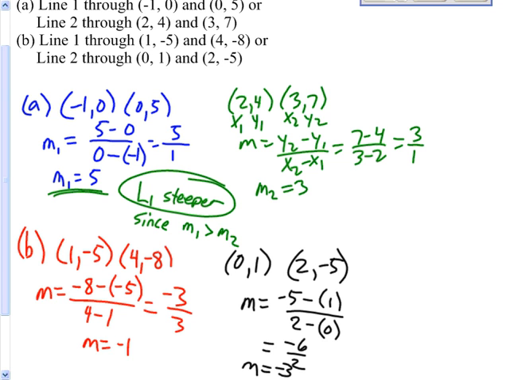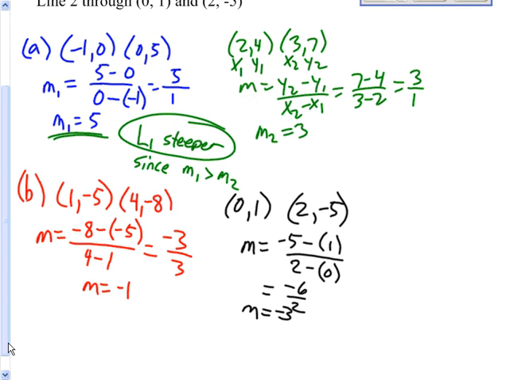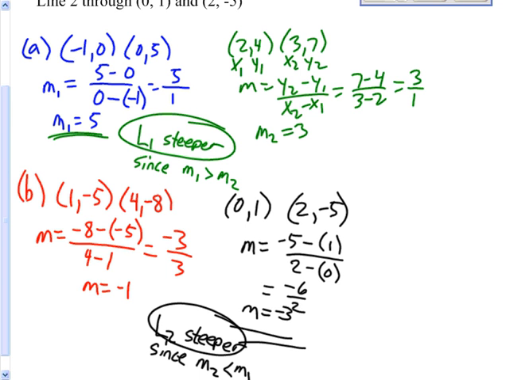Okay? You're comparing these. You say, well, they're both negative, so I can compare the steepness. Which one is steeper here? The more negative number, right? So it's actually line 2 that is steeper in this case, since the slope of line 2 is less than the slope of line 1. Okay, but line 2 is steeper.